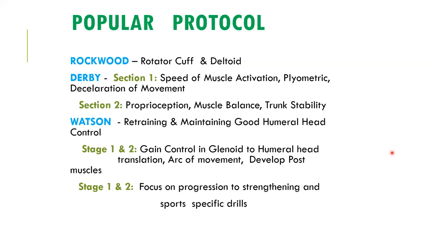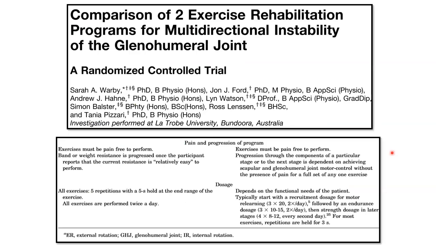In the Watson, it is mainly on retraining and maintaining good humeral head control. In stages one and two, the focus is to have the glenohumeral controlled during translations, the arc of movement, and the development of posterior muscles. And the focus in the later stages is to progress to strengthening and sport-specific drills.